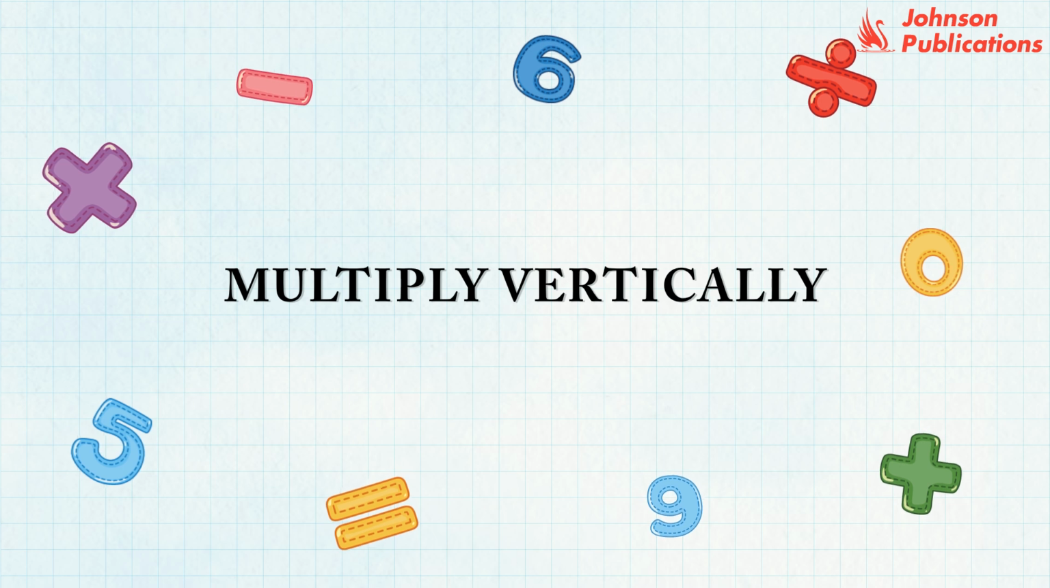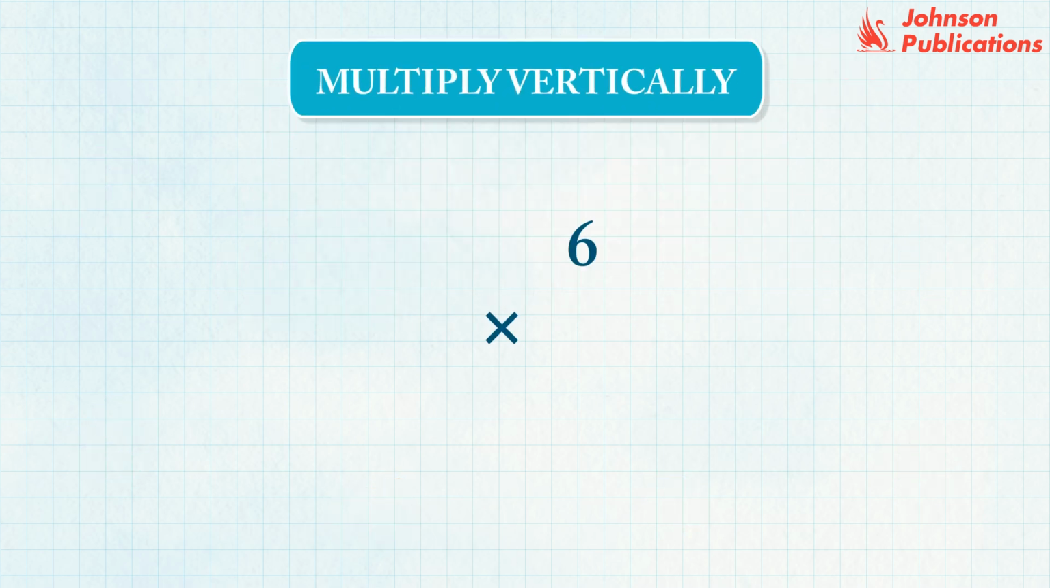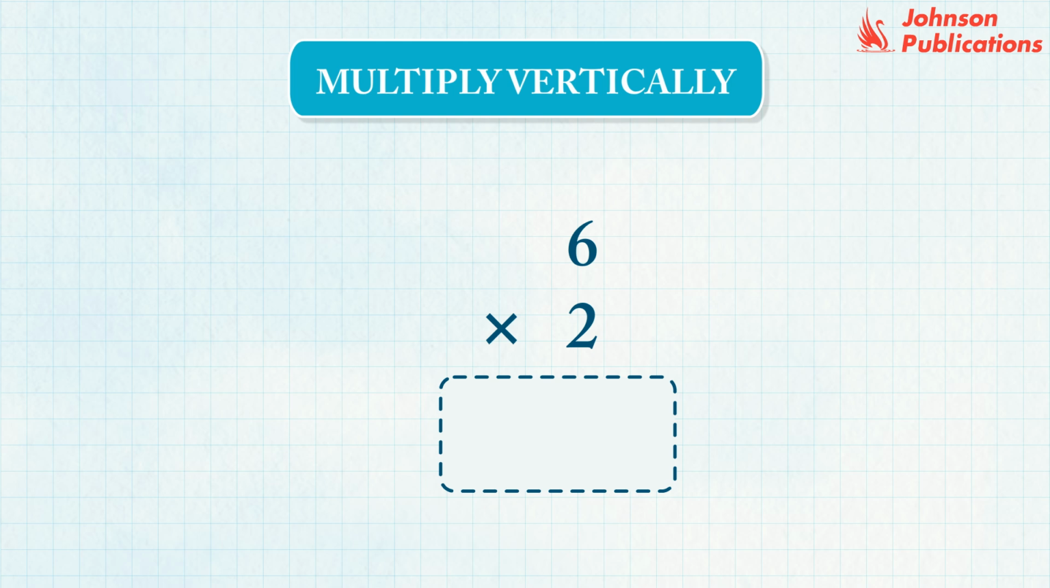Multiply vertically. Find 6 multiplied by 2. Recall the table of 2. We get 6 times 2 is equal to 12. It can also be written vertically like this.